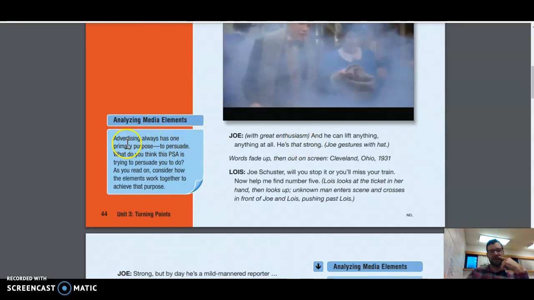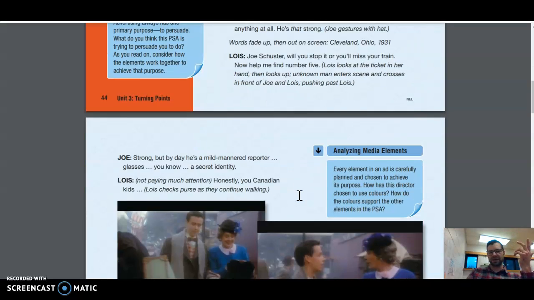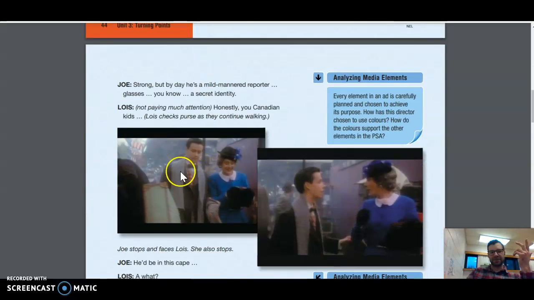Okay, let's look down here. Advertising always has one primary purpose: to persuade. What do you think this PSA is trying to persuade you to do? As you read on, consider how the elements work together to achieve that purpose. I'm not going to read all this. You can watch the video, you can read it. There are some stills here from it. Every element in an ad is carefully planned and chosen to achieve its purpose. How has this director chosen to use colors? How do the colors support the other elements in the PSA?